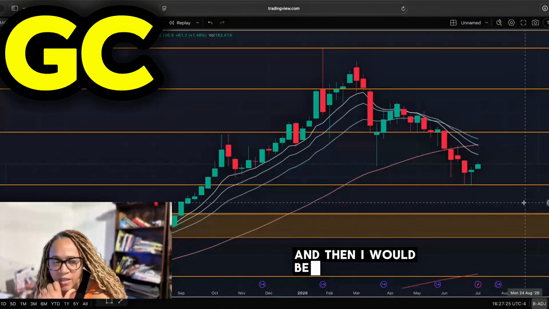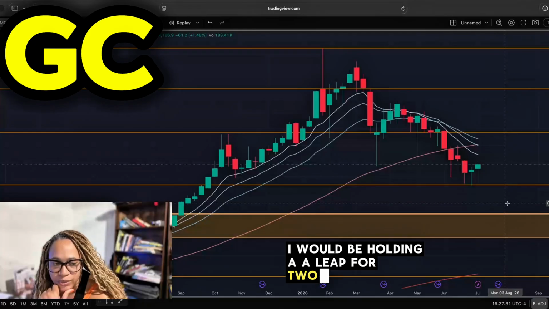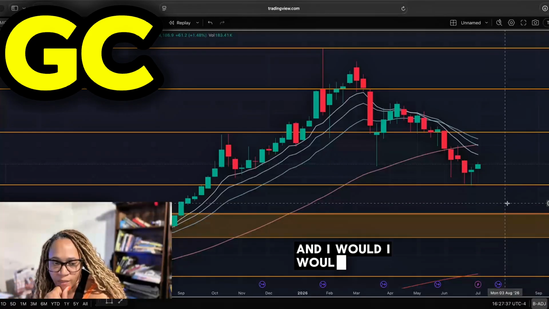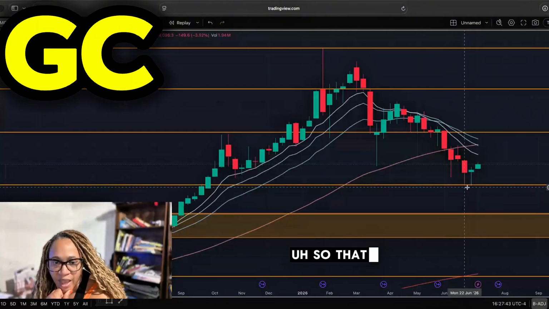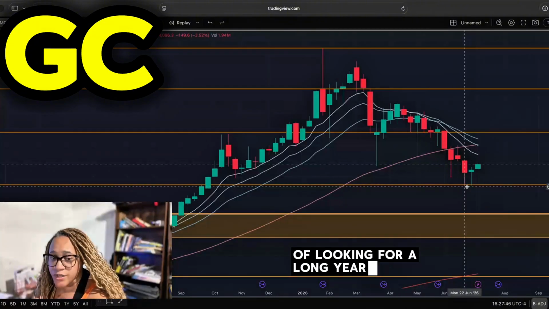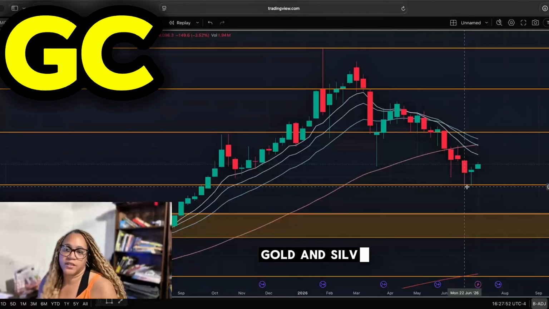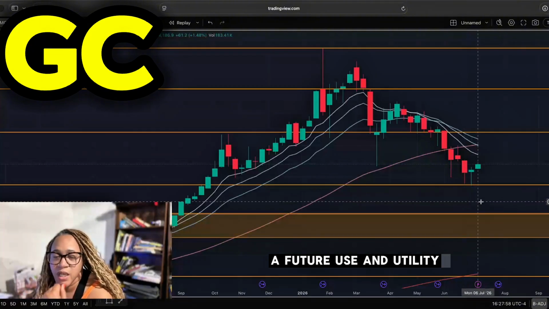And then on my option play, on the stock play, I would be holding a LEAP for 2 years out and just let that thing go. Hopefully it will accumulate so much that I can pay off a mortgage with it, and I would be such a happy girl. I can get rid of one of these mortgages. So that would be my interest, looking for a long-year LEAP, and I can do a video on what I would be looking for in gold and silver. I'm bullish on those areas just because they have so much future use and utility. That would be what I'm looking for.